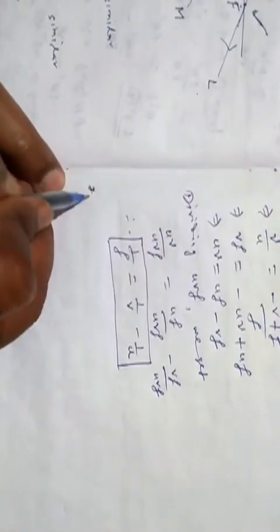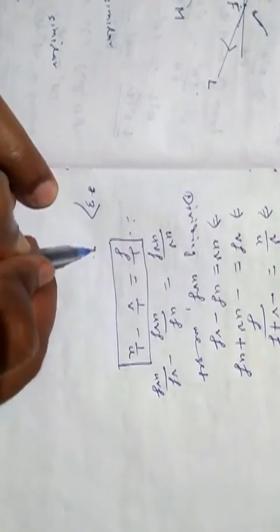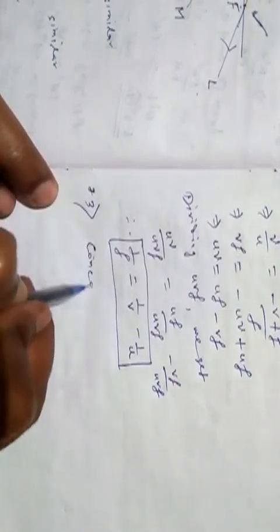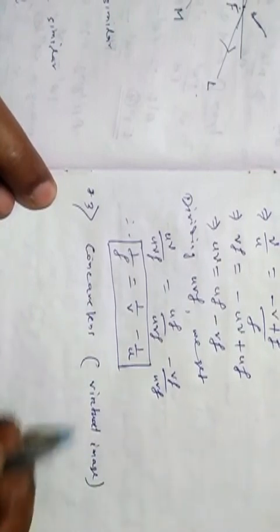Now we will find again the lens equation for a concave lens producing a virtual image. A concave lens always produces a virtual image. Okay, and let me draw the ray diagram.